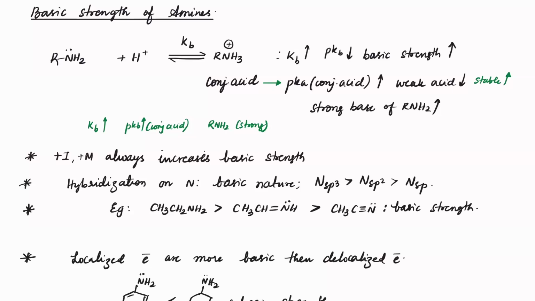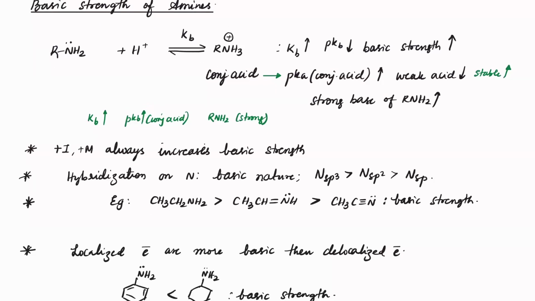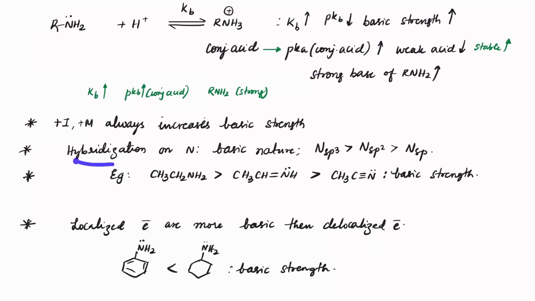Done, everybody? Now, to increase the basic strength, what do we check? Either plus I plus m should always be increasing. I mean that the higher the values of plus I and plus m, the more the basic strength will increase. And priority-wise, first you give hybridization as the priority.